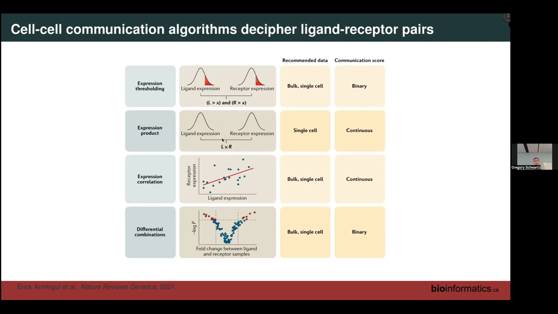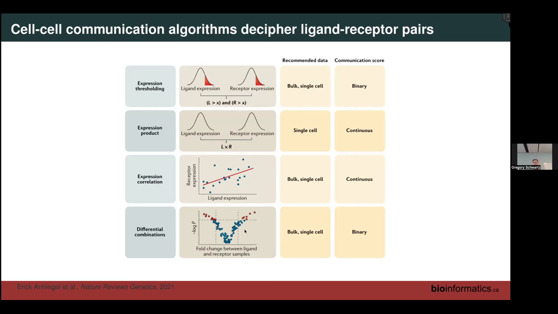But you could also have an expression product by just multiplying these values together. This is actually nice because it controls for cases where you can have an extremely high receptor gene expression, but if you have 0 for your ligand expression, then your overall expression product will be 0, right? It's not communicating at all. So that's nicely controlling for that. So this is a continuous function. You can have, similarly, an expression correlation where you have increased ligand expression correlated with increased receptor expression, similar to the expression product, which is also continuous.